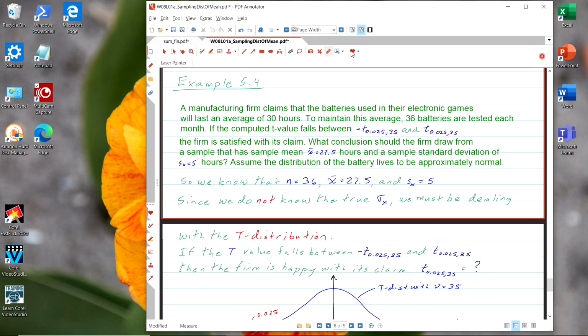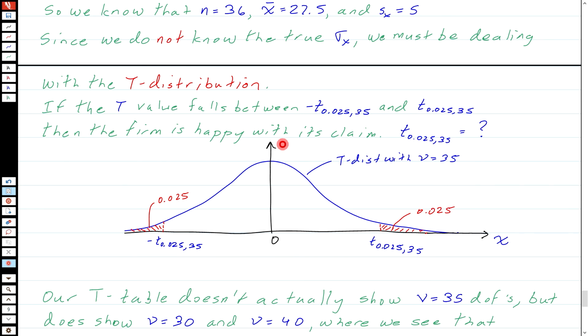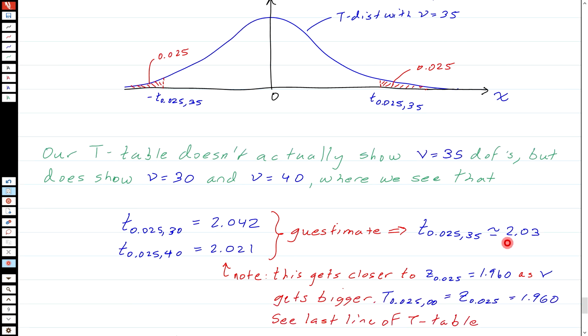So back to my notes. Let's see what we have here. These numbers here, we don't know exactly, but we saw that with 30 degrees of freedom, t of 0.025 was 2.042, and with 40 degrees of freedom, t of 0.025 was 2.021. So, as I said, I'm going to guesstimate that the t value we're looking for is 2.03. This basically means that we want our sample mean, x bar, to lie within about 2 standard deviations from the true mean.